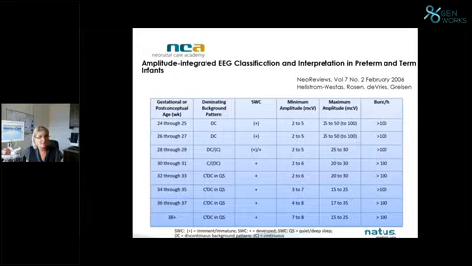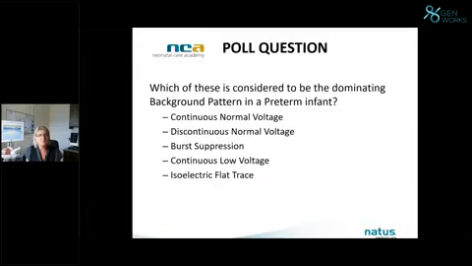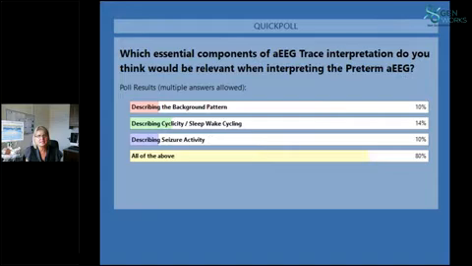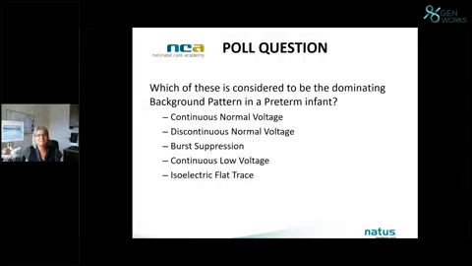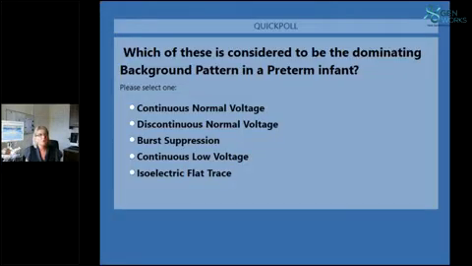So bearing that in mind, I have another poll question for you, which is, which of these is considered to be the dominating background pattern in a preterm infant? Sorry, I just have to go to the next poll. Sorry, just bear with me. Right, so which one of these would you consider to be the dominating background pattern in a preterm infant?